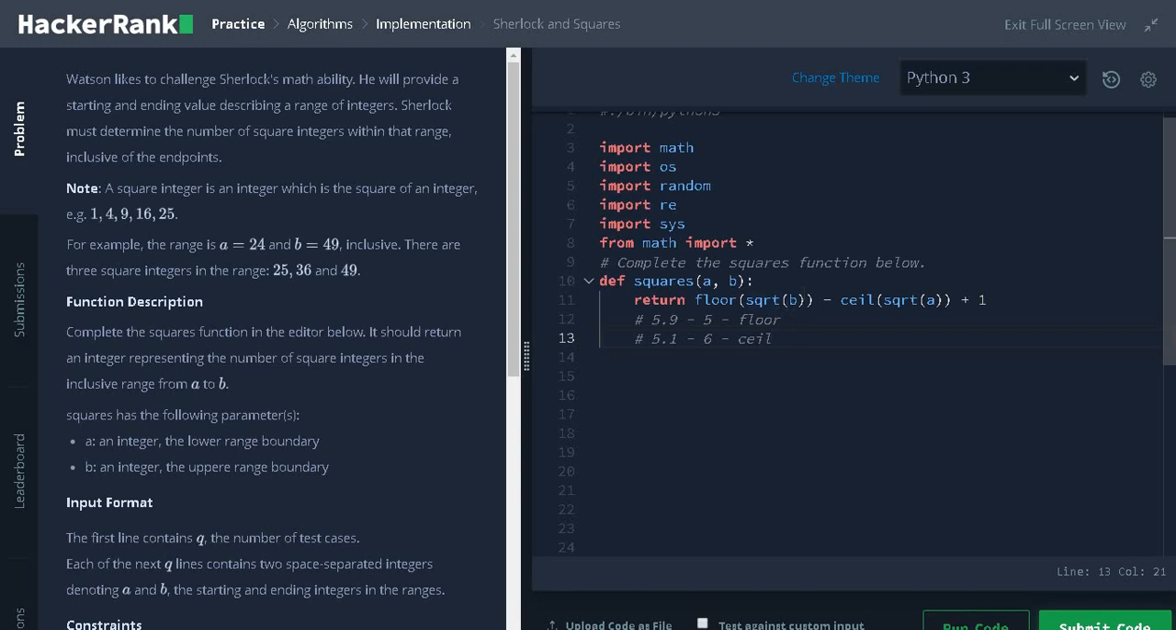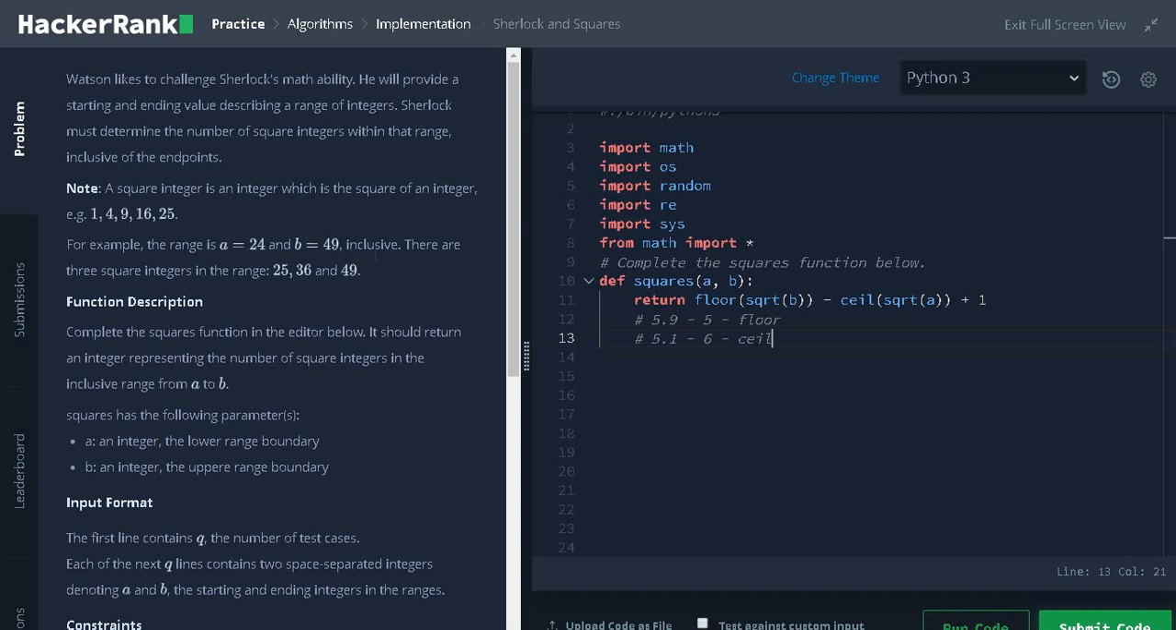First, we are taking square roots of both ends of the range, b and a. So for 49, the square root of 49 is 7. And for 24, the square root will be around 4 point some decimal number. We are taking ceil for a, it will be 5 after the ceiling operation. For b, we are taking the floor operation, it will remain 7. So 7 minus 5 is 2.